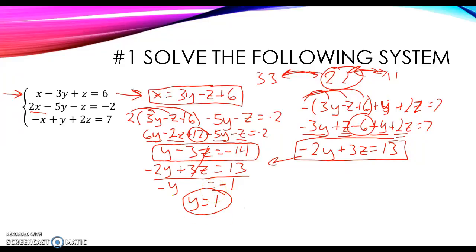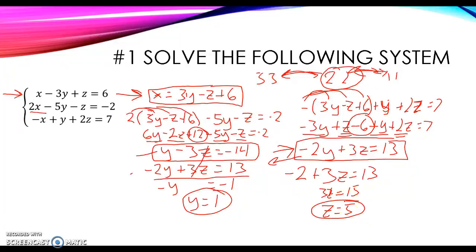And so then I'm going to use one of these two equations, this one or this one, to figure out what z is. I'm going to go ahead and use this one here. I have negative 2 times y, which is negative 2, plus 3z equals 13. And if I add 2 to both sides, then I'll have 3z equals 15. And if I divide by 3, then z will equal 5.